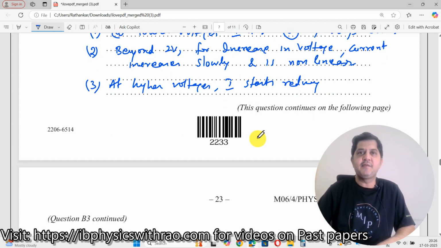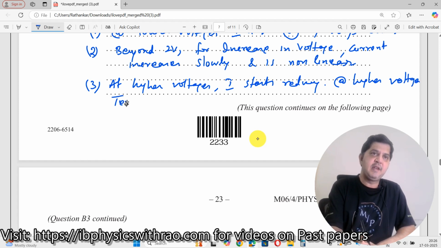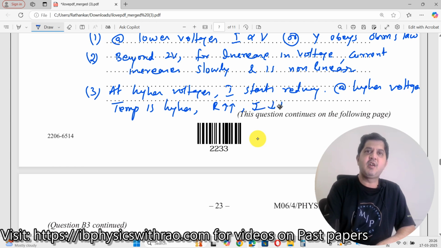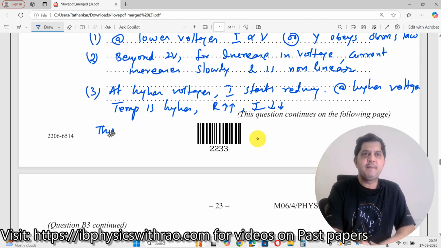Why does it happen? This we have seen in case of a lamp also. The reason is maybe at higher voltages, temperature is higher, resistance is higher, current drops down, right? So we are now able to comment on what is happening to the resistances also. Okay. So this has been observed. If you want, you can write one more line and say this is observed.